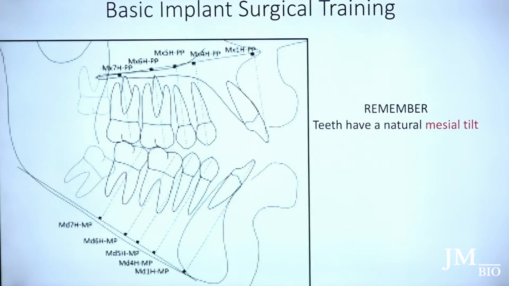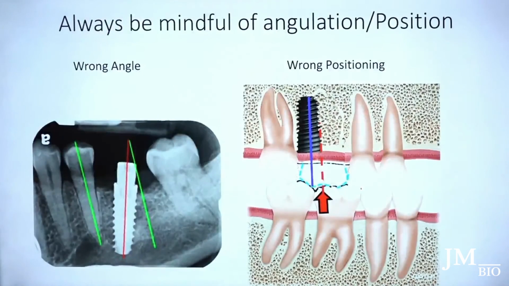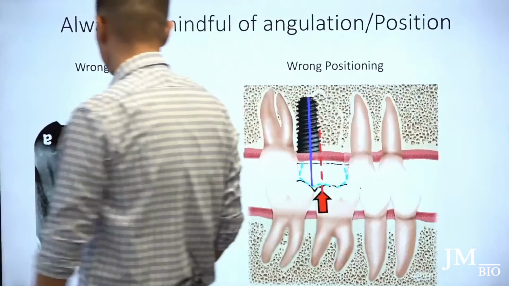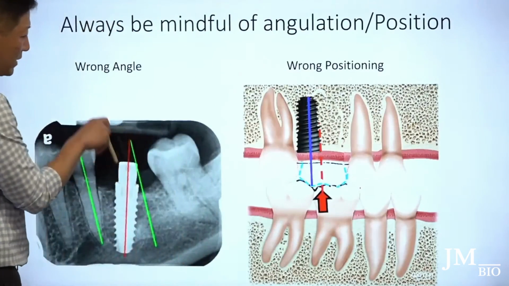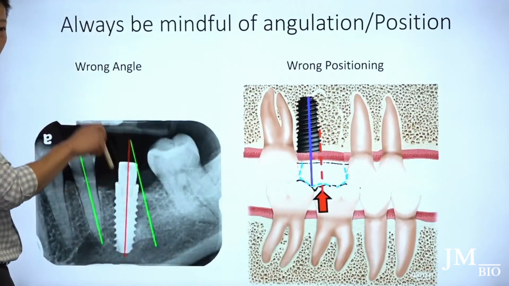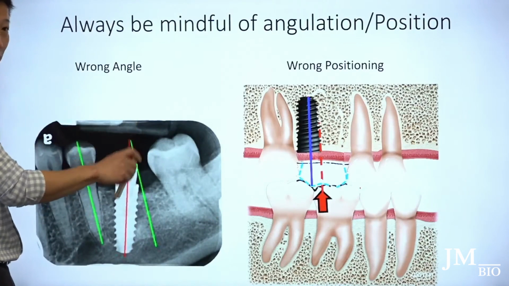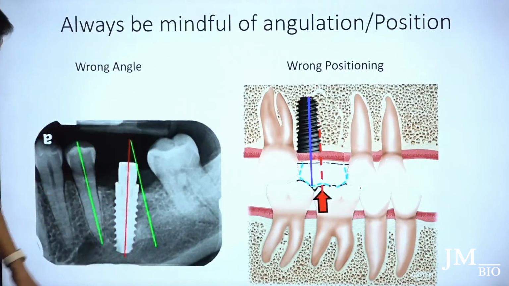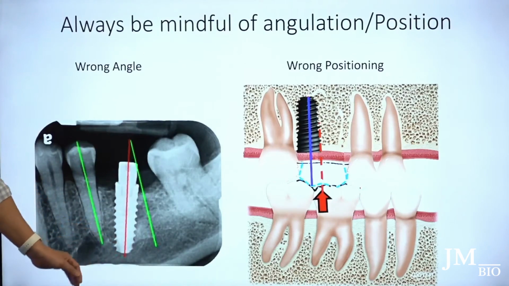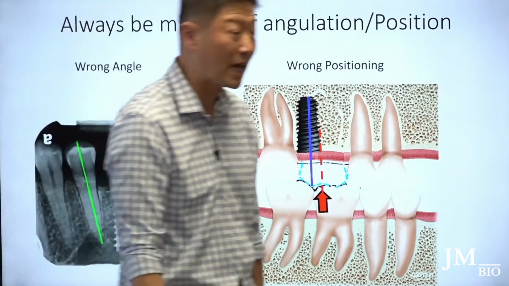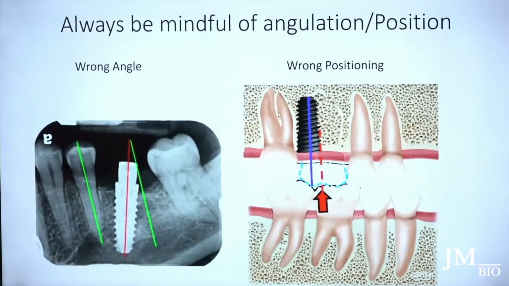And remember, teeth have that natural tilt, so you have to maintain the angulation. When you start the osteotomy, if you're centered here, you have to keep going down in this manner as you go down. Not keep pushing, keep pushing, and you go like this. If this came any closer to here, you would damage the root of the next tooth. That happens a lot, too. I see that often.